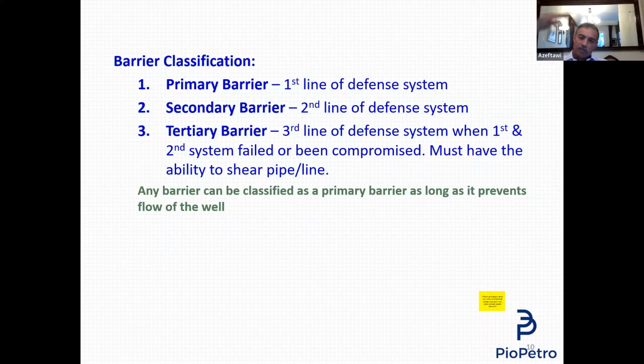So this is the sequence. Primary barrier, if it failed, we go to the secondary barrier. If the secondary barrier failed, we go to the tertiary barrier. A question came to my mind now that I need you to ask.